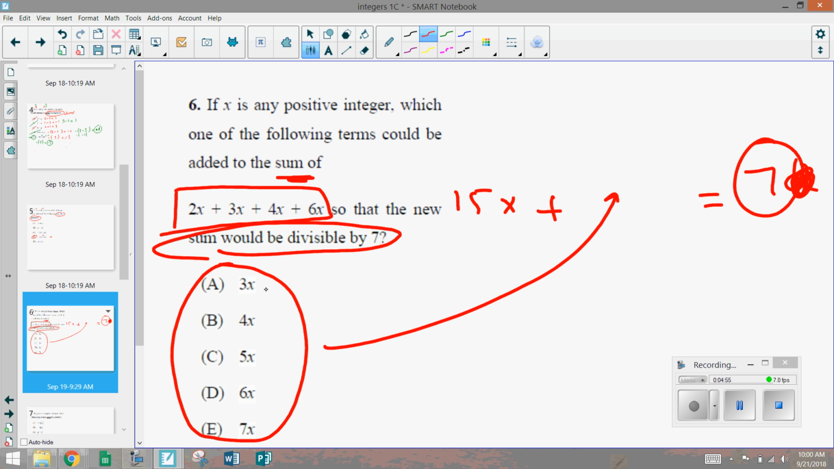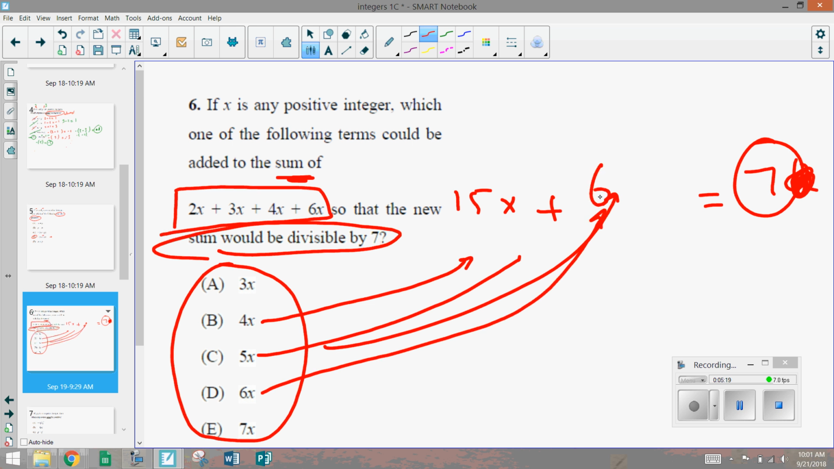Okay, 15x plus 3x equal 18x. It's not multiple of 7. Okay, 15x plus 4x, 19x. It's not going to be multiple of 7. 15x plus 5x is equal to 20x, not multiple of 7. 15x plus 6x is equal to, there you go, 21x. So 21x is divisible by 7. So x could be any number.